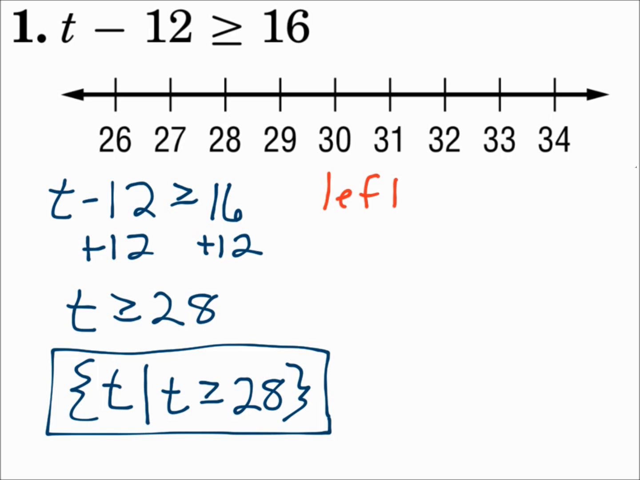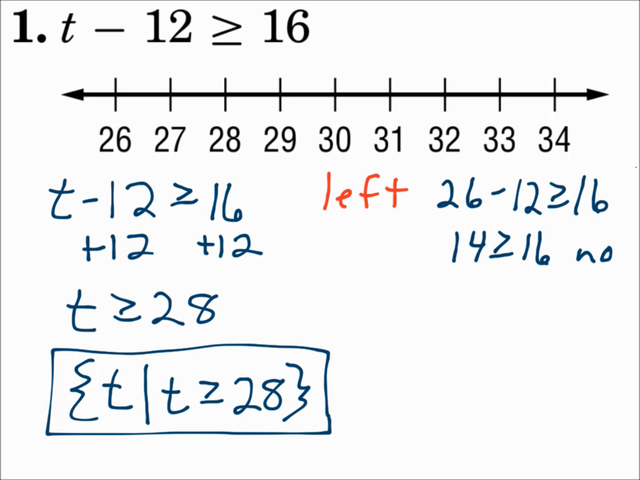If we check a number to the left of 28, like 26, substitute 26 in. 26 minus 12 is greater than or equal to 16. We're just substituting 26 in for t in the original inequality. Well, 14 greater than or equal to 16? No. So the numbers to the left of 28 are not shaded in.